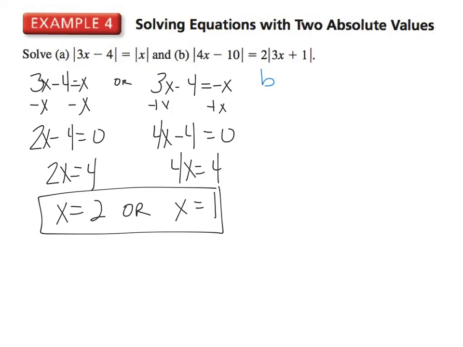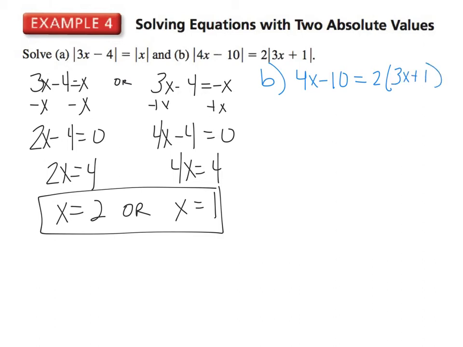Now in example B, I'm going to do the same thing. Actually, do this yourself. No, don't do this yourself. We're going to start with the first one. 4x minus 10 equals 2 multiplied by, oops, that should be a parenthesis. So let me change that to a parenthesis. 2 multiplied by (3x plus 1).